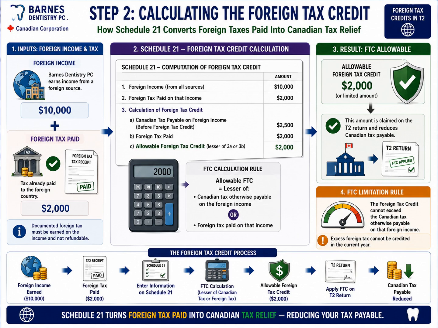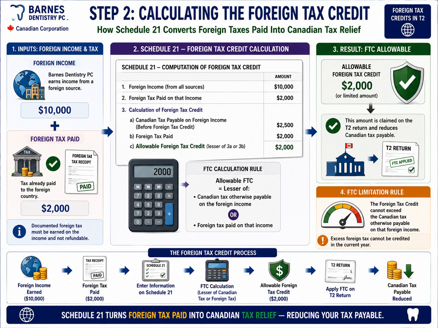Now let's examine the FTC Limitation Rule shown in the orange panel. This rule is extremely important for tax preparers. The foreign tax credit cannot exceed the Canadian tax otherwise payable on that foreign income. In other words, Canada will not generally provide a credit larger than the amount of Canadian tax associated with the foreign income. This prevents the credit from creating an excessive tax benefit.